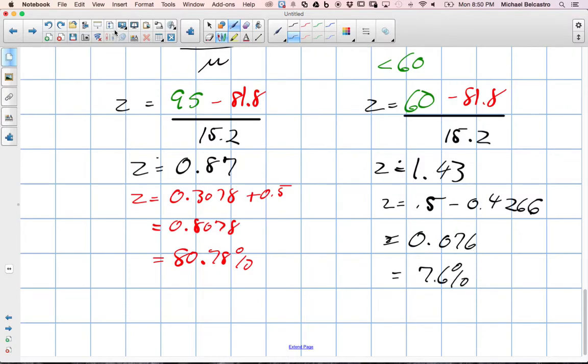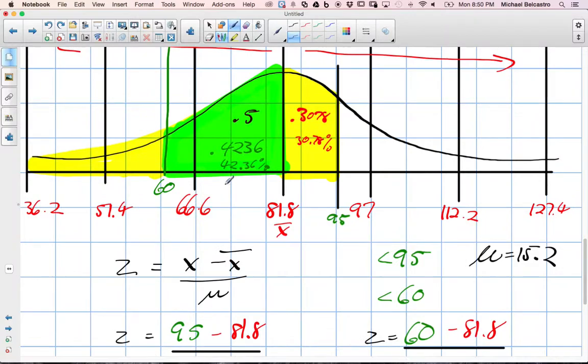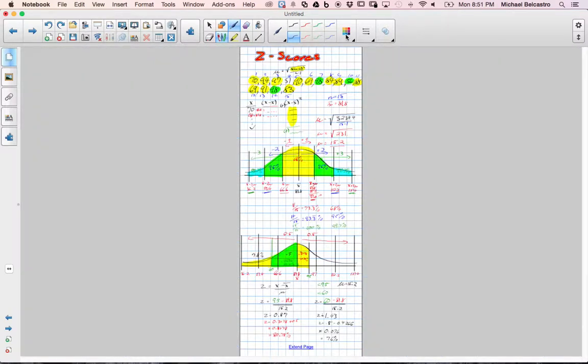It's an amazing class, by the way. It's not mine. Yeah, 7 point, what did we say? 7.6. Yeah. Percent have less than 60. So that means 93-ish or 92-ish% have higher than a 60. Wow, this class is a bunch of geniuses. Okay, and that's how you kind of deal with z-scores.